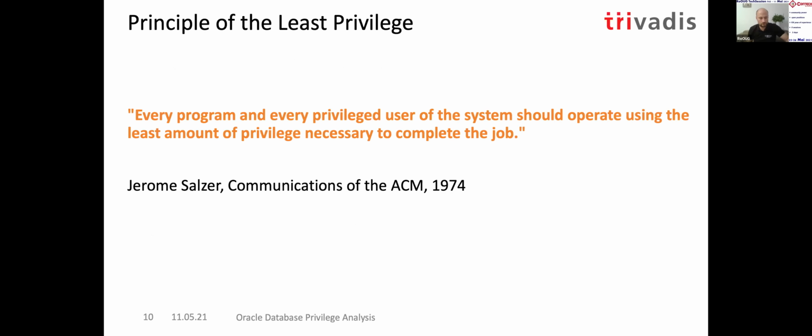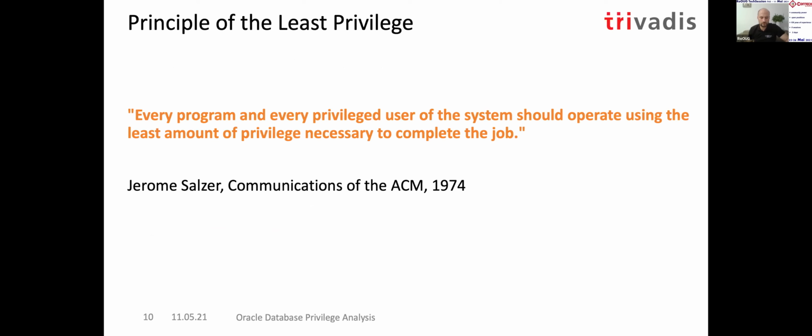What is this least privilege principle? Every program and every privileged user of the system should operate using the least amount of privilege necessary to complete the job. This principle was established in 1974, so it's almost 50 years old, and it's still valid. Only the privileges you really need for your job should be granted to you.